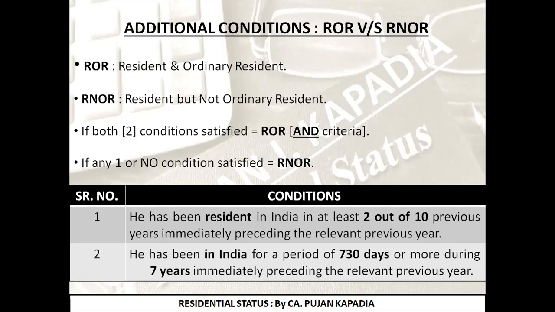So here friends, you need to check the basic conditions for all the 10 years. If the answer is coming as resident for at least 2 years, then you can say that your condition number 1, that is your first additional condition, is being satisfied.